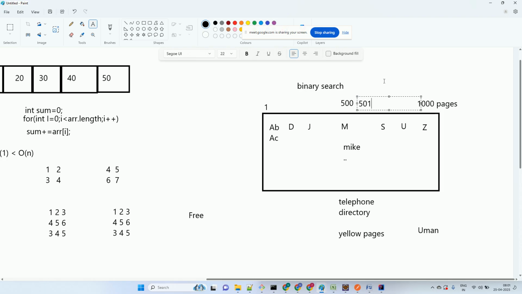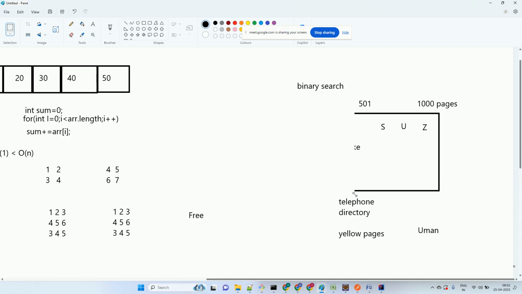So what that person will do, as it is given free of charge and is not much expensive, he tears the pages 1 to 500 and throws them away. Now how many pages does he have to search from? Initially, how many pages was he searching from? The first search was from 1000. Now after searching for Mike, how many pages to search from? Half, right? Then he again removes the half.